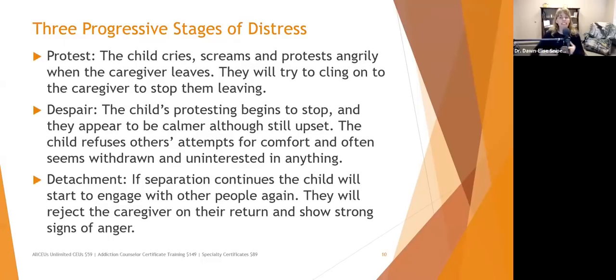And then finally, detachment. If separation continues, the child will start to engage with other people again. They will reject the caregiver on their return and show strong signs of anger. Think of it like a grieving process. Denial, anger, depression, acceptance.